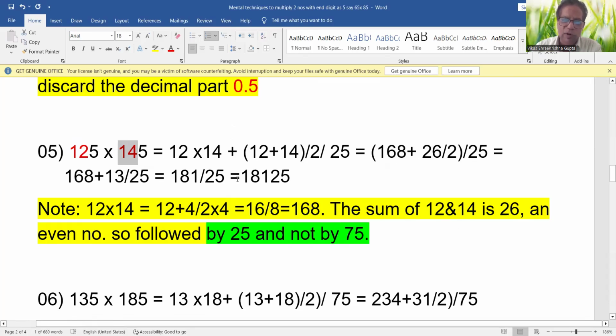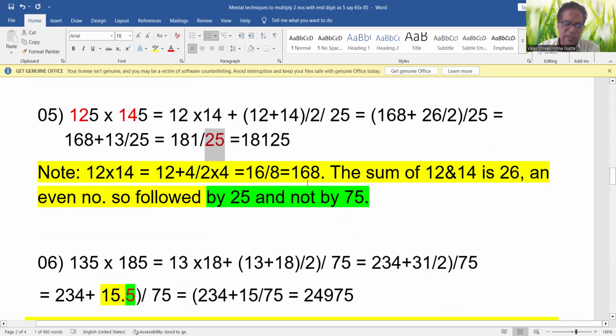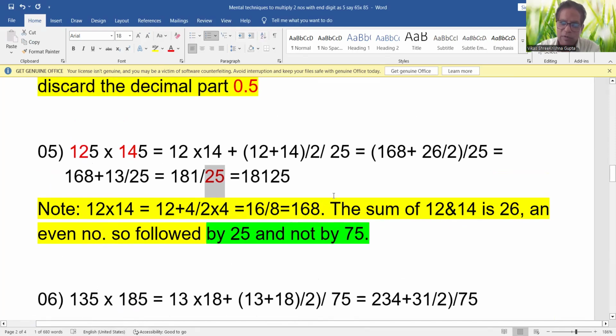And 12 into 14 will give 168. 12 plus 4, and then 2 into 4. 2 into 4 is 8. 12 plus 4 is 16. So the answer is 168. Now add 26 divided by 2 to this number. There is no decimal part. So 168 plus 13, you get 181. And because 26 is an even number, it will always be followed by 25 and not by 75. So the answer is 18125. Please remember this thing, that when the sum is an even number, it is always followed by 25.